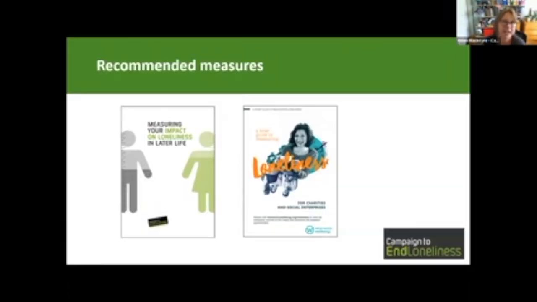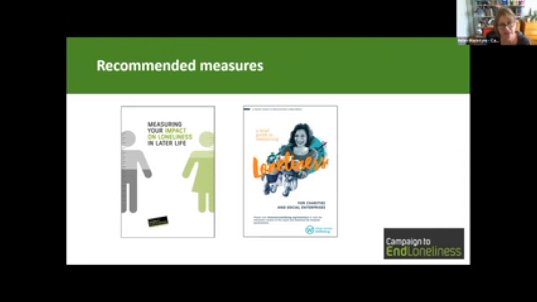So the Campaign to End Loneliness forms part of the What Works Centre for Wellbeing, and both organisations have produced guidance on measuring loneliness. The campaign Measuring Your Impact Guide was written in 2015. So that was when we still had a sole focus on older age groups, hence the title. We now campaign on loneliness across the age range. And the guide also predates government guidance on loneliness measurements. So it was mainly intended for use by organisations working to address loneliness who want to measure their impact.